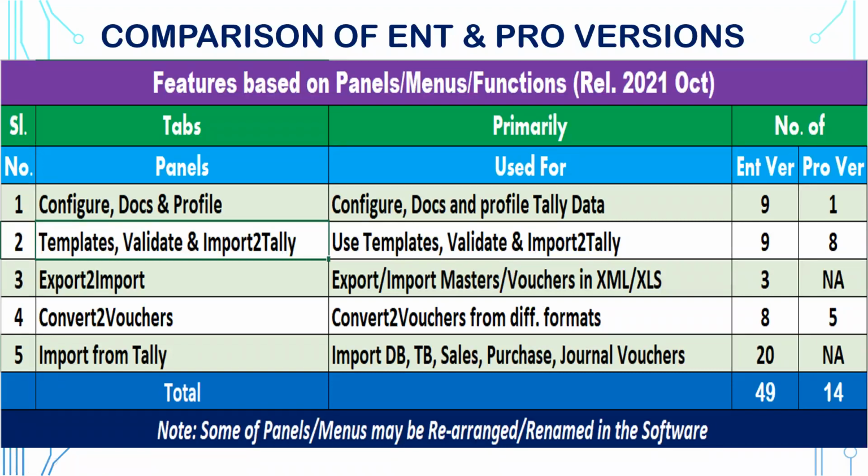Now, if you look at the comparison between the enterprise and pro version, this gives you the panel and the functions. You find the key differences in the case of E2TallySoft Pro version. We do not have the feature of import from Tally, which means you cannot import the data from Tally to Excel in a structured format. Other than that, you can push the data from Excel template to Tally. In the case of E2TallySoft Enterprise, once you have imported the data, you can also do the reverse process, which means from Tally, you can export to Excel, either the masters or the vouchers as you selected.